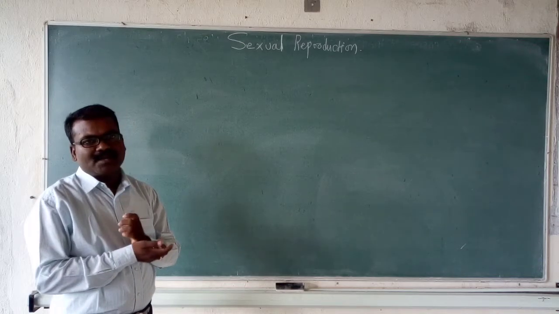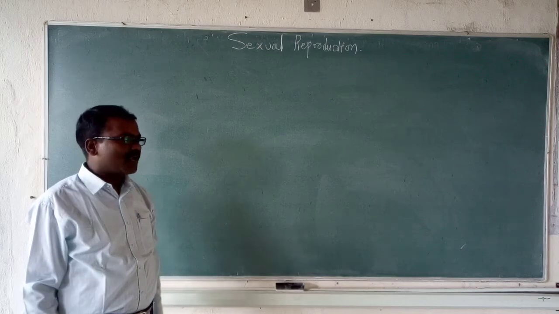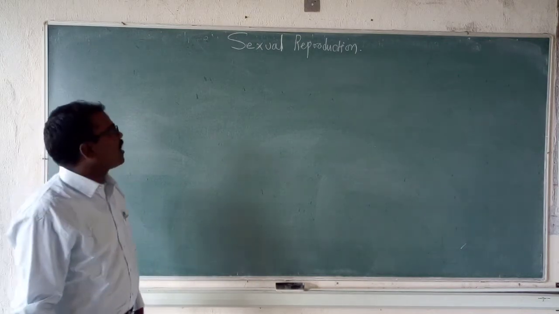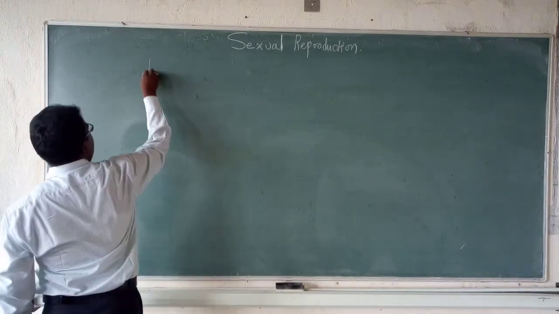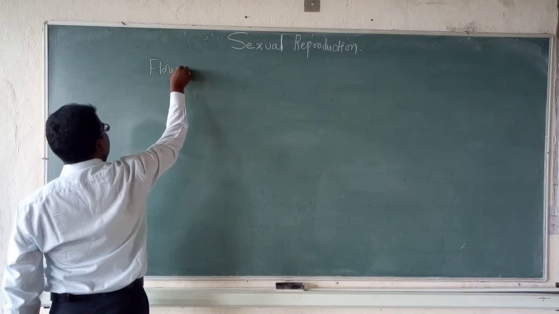Here we are going to study plant sexual reproduction. In a plant, the most important organ is the flower. In angiospermic plants, the most important organ is the flower.